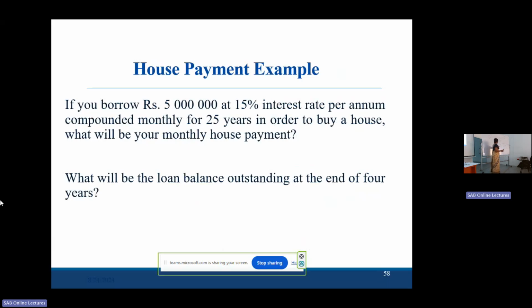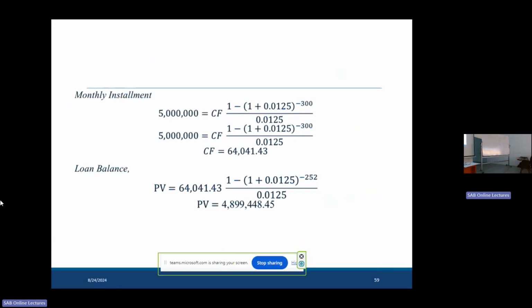If you are going to settle the loan, this value you have to pay to the bank. You have to pay 4.8 million, 99,448, after 4 years of payment. So this is the loan outstanding balance.